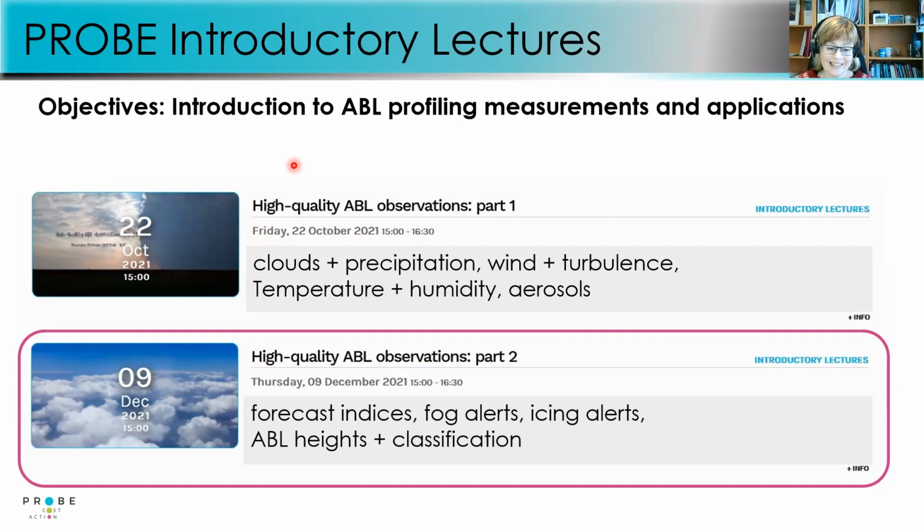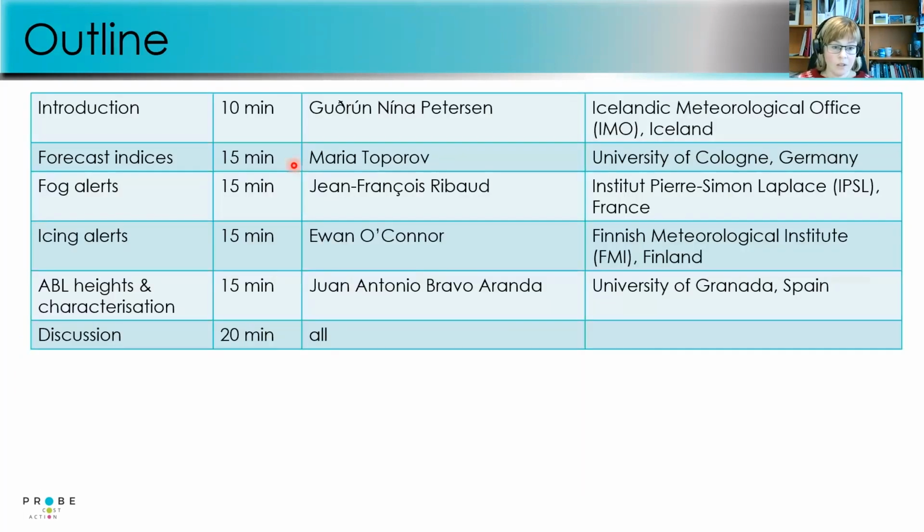So today we're looking at indices, both forecast indices, fog alerts, icing alerts, and atmospheric boundary layer height and classification. So we have 4 lectures today. Maria Toporov is going to start with forecast indices. Then Jean-François Ribaud is going to talk about fog alerts. Ewan O'Connor is then going to take over with icing alerts. And then in the end, Juan Antonio Bravo Aranda is going to talk about atmospheric boundary layer height and characterization.